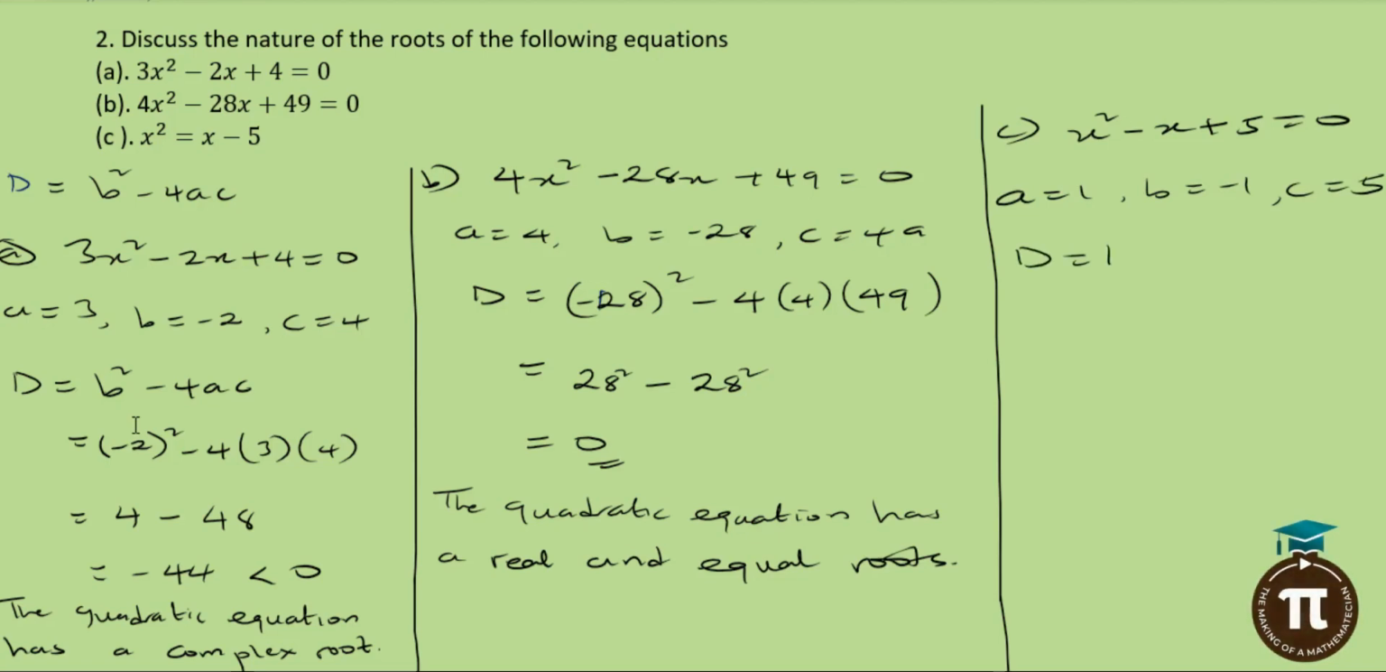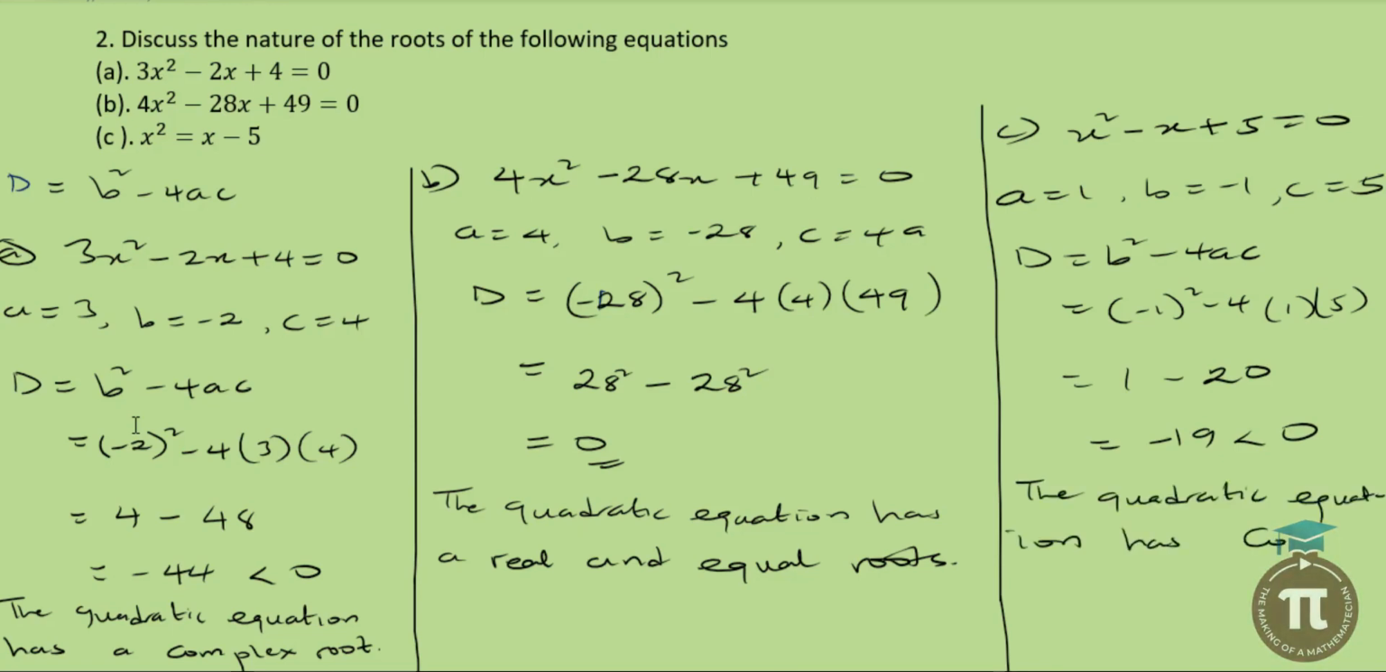So d equals b squared minus 4ac. b is minus 1 squared, minus 4, a is 1, c is 5. That is 1 minus 20, because 4 times 5 will give me 20. This is minus 19, which is also less than 0. So the quadratic equation has complex or imaginary roots. Do you understand? So that is for the second question.